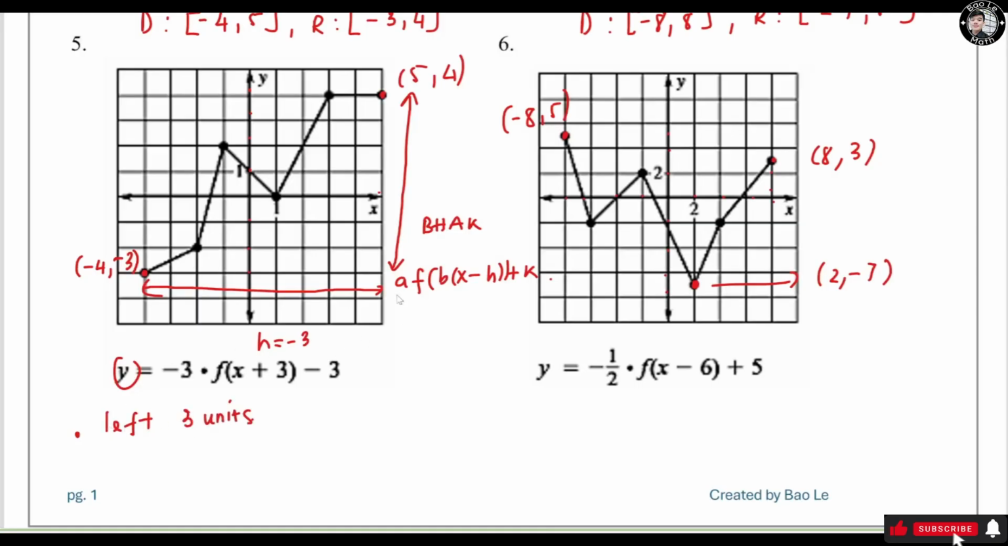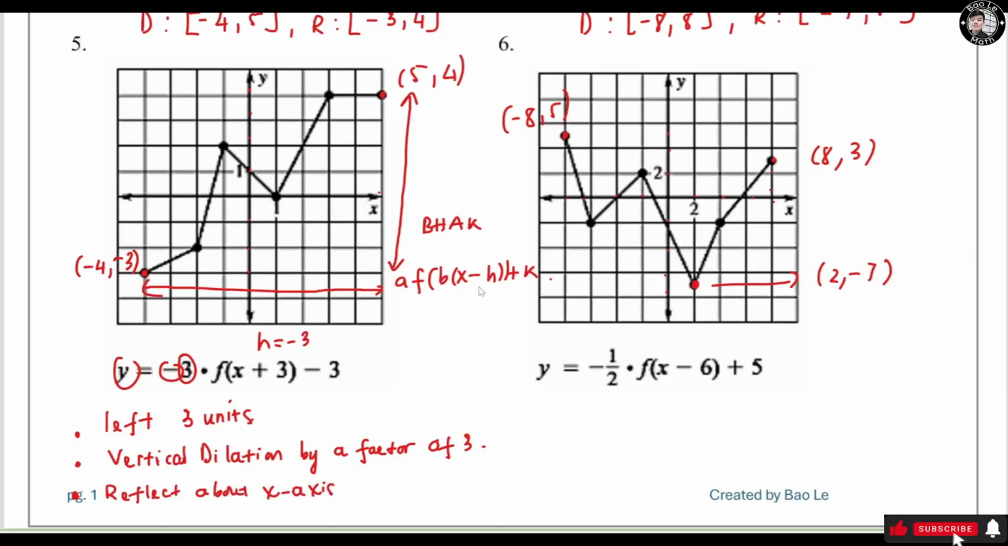Now next one, A equals 3 right here, right? So we're going to do a vertical dilation by a factor of 3. Now you have the negative sign right here, so you need to do a reflection, right? Reflect about the x-axis. And the last one, k equals negative 3. You're going to move down 3 units. Now to be more specific, this one right here you can write as a vertical stretch by a factor of 3. And this step right here you can swap, right?